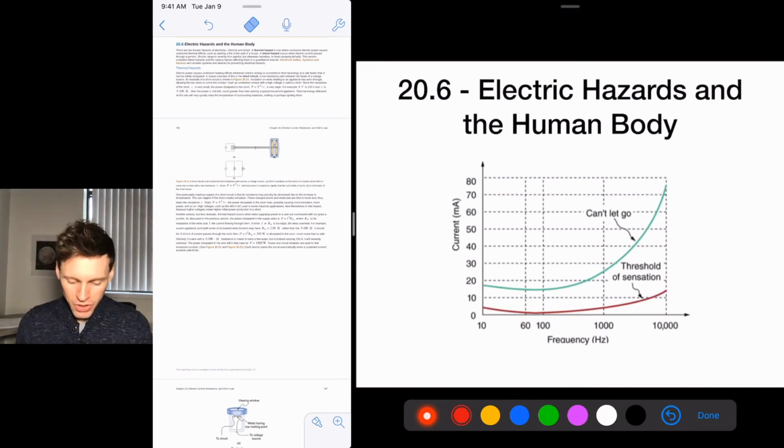And so this is a plot here showing you the effect of the frequency on your damage. And so you need to start getting more and more current when the frequency goes higher and higher before it causes an issue.